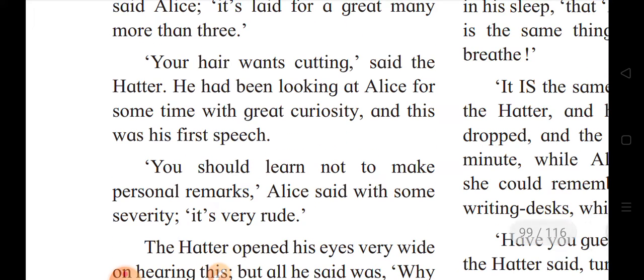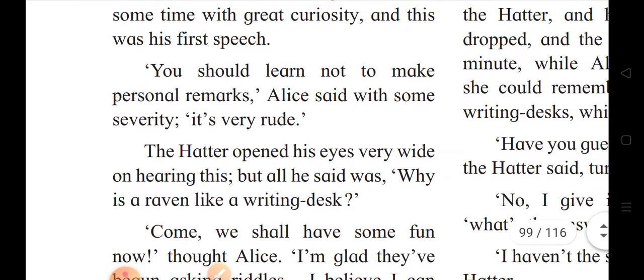"Your hair wants cutting," said the Hatter. He had been looking at Alice for some time with great curiosity, and this was his first speech. So now the Mad Hatter was mad. He just said something very meaningless. He means that he just wants to ask Alice, shall I cut your hair?